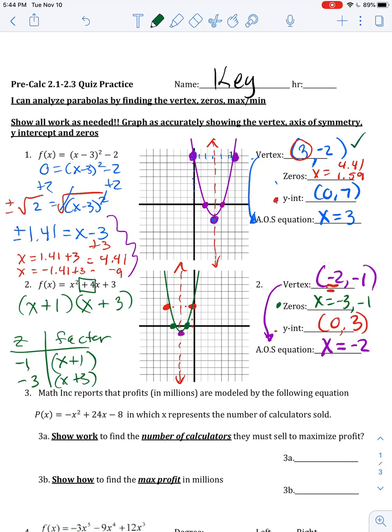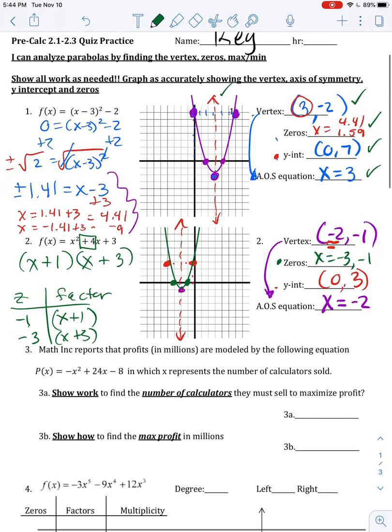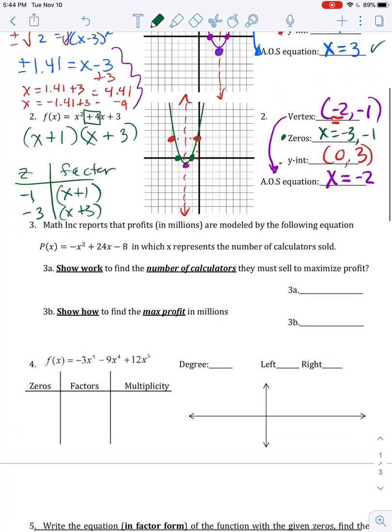So if you're looking at this on a test, there's an awful lot of points, because you've got your vertex, your zeros, your y-intercept, your axis of symmetry. Then you have to graph them properly, have your axis graphed, have your parabola going the right way and doing the right thing. So just take your time as you walk through that and use your green chart all the way through there.